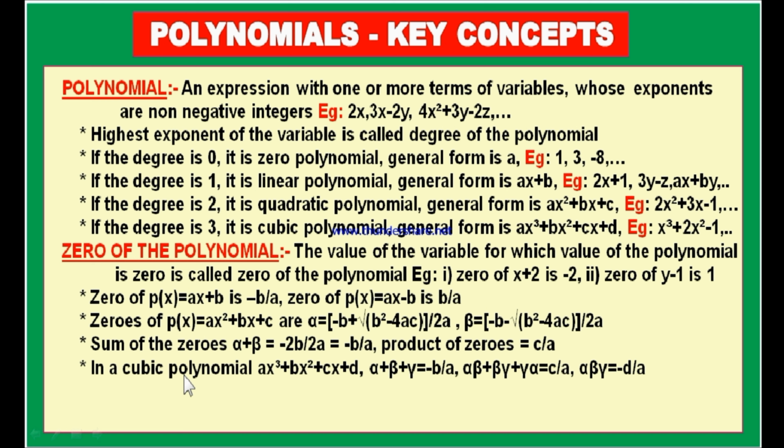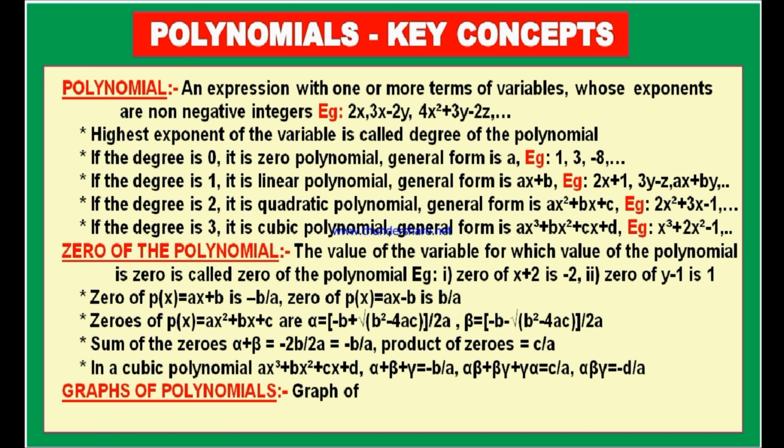I shall repeat. In a cubic polynomial, ax cube plus bx square plus cx plus d, the sum of the zeros alpha plus beta plus gamma is minus b by a. Alpha beta plus beta gamma plus gamma alpha is equal to c by a. And the product of the zeros alpha into beta into gamma is minus d by a.